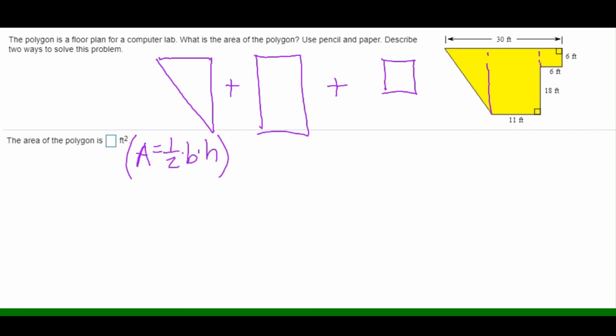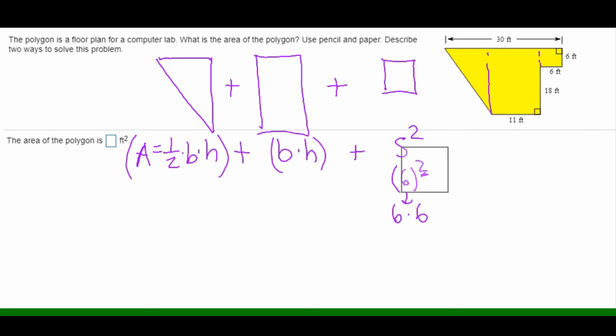I'm going to find the area of the triangle, add it to the area of the rectangle, and then add it to the area of the square, and then I'll have my answer. I know the area of the square is 36 because 6 feet squared, with 6 as the side length, is going to be 6 times 6. How many times? 6 is the base that repeats twice because the exponent is 2. So 6 times 6 is 36. Feet times feet is feet squared. So that's going to be the area of this little region right here.